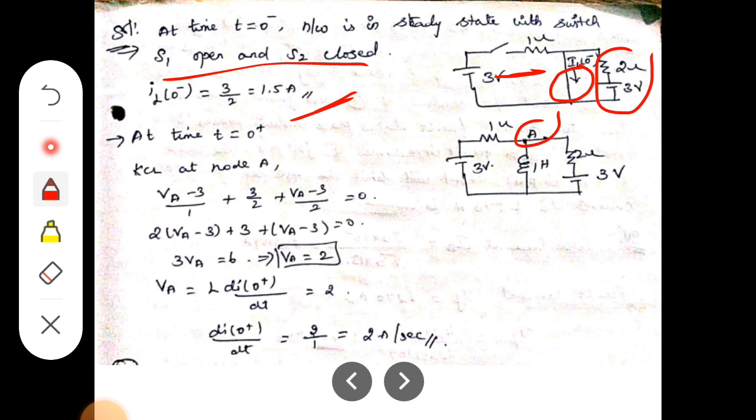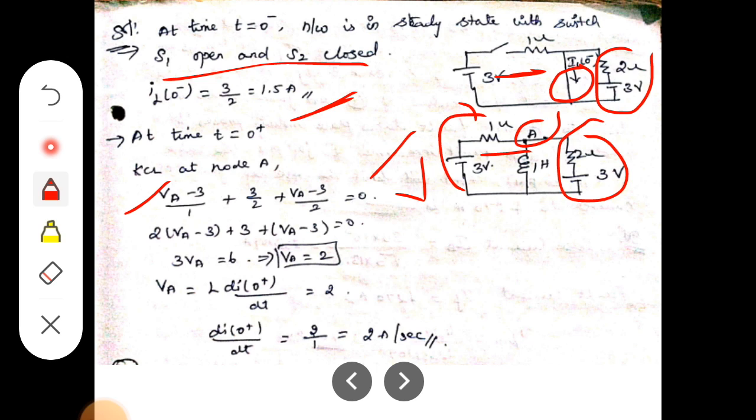Then at the instant t is equal to 0 plus, apply the KCL at the node A. Consider this is VA value, and this point is the nodal point. So VA minus 3, where the applied voltage is 3, divided by resistor 1. Another one is 3 divided by 2. Then another one is VA minus 3 divided by 2. So this is the final one.